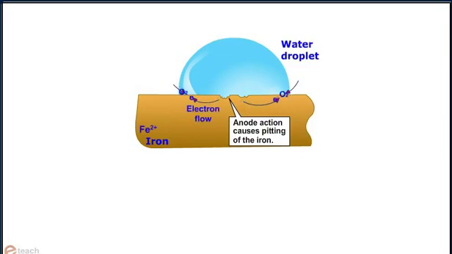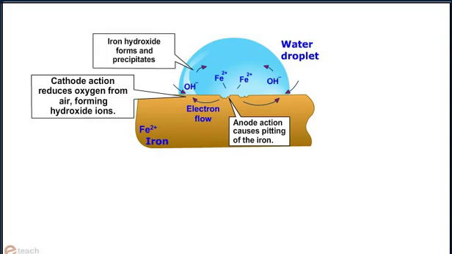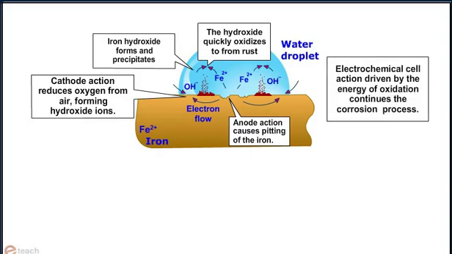You can see anode action causes pitting of the iron. You can also see cathode action reduces oxygen from air, forming hydroxide ions. You can also see iron hydroxide forms and precipitates. You can also see the hydroxide quickly oxidizes to form rust. The electrochemical cell action driven by the energy of oxidation continues the corrosion process.